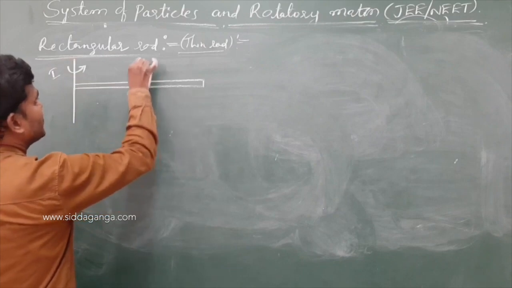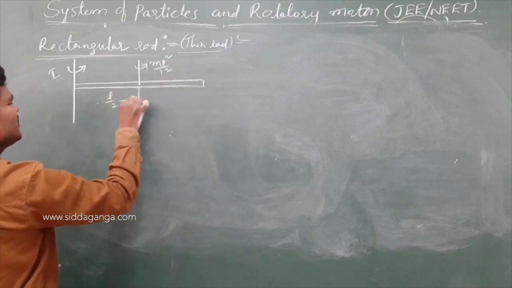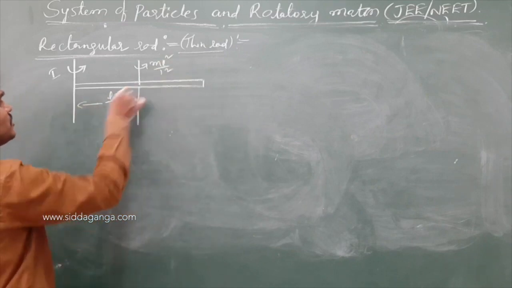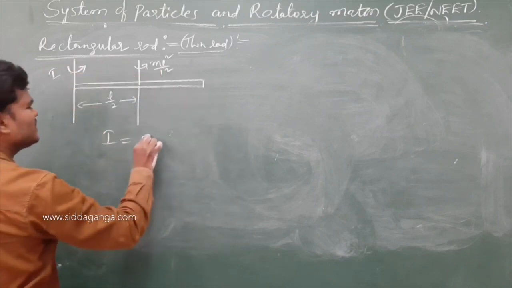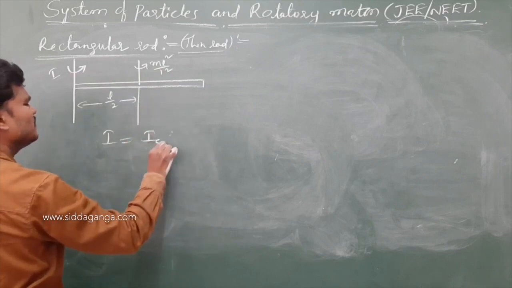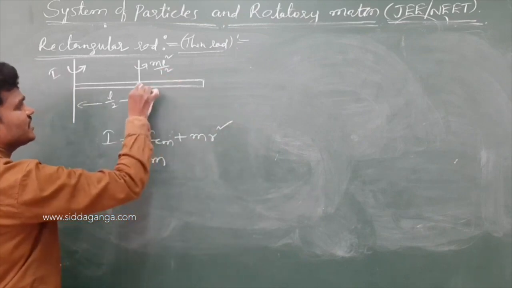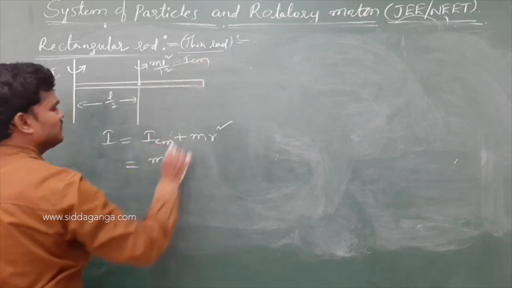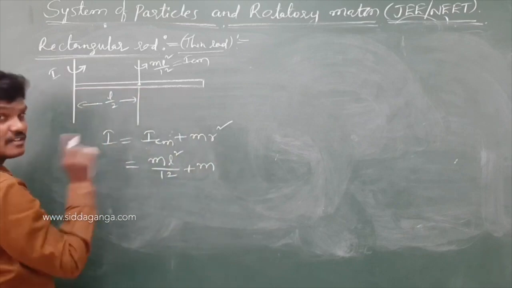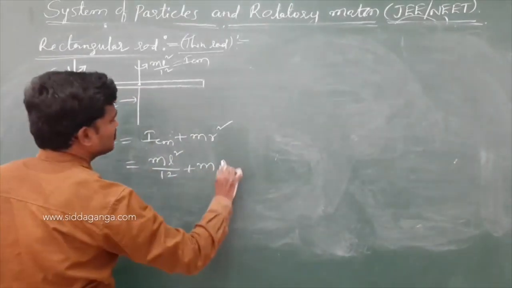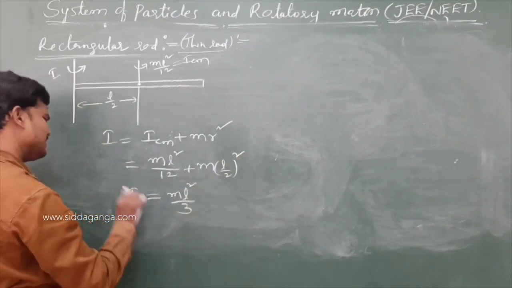Anyhow, about center it is clear. How much is this value? m L square by 12. This distance is L by 2. So apply the parallel axis theorem: ICM plus m into r square. What is ICM? Axis passing through center, m L square by 12. From here to here is r, the perpendicular distance between two axes. So m into L by 2 square, and you will get m L square by 3.